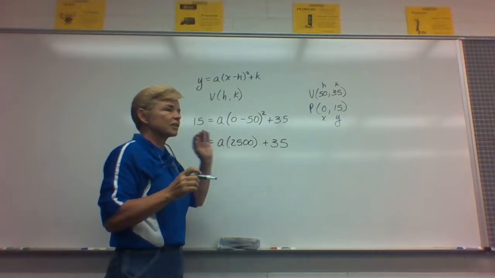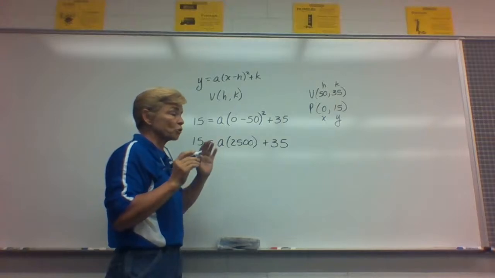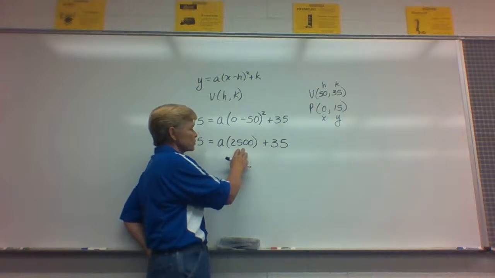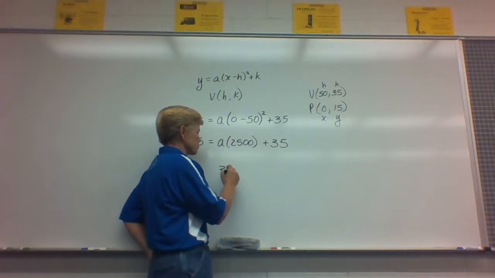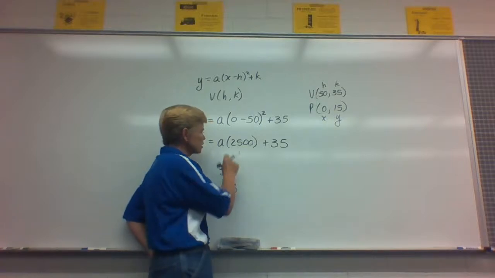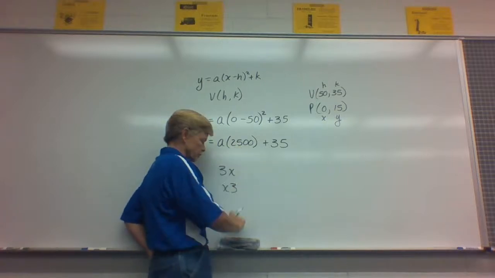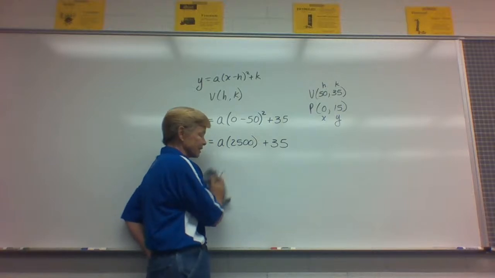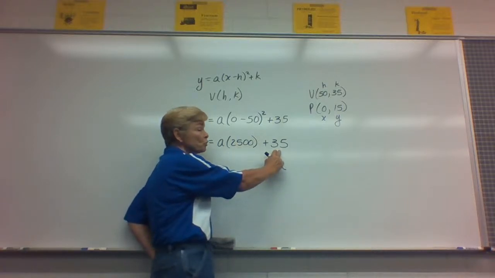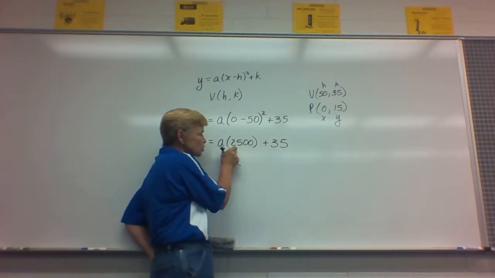Here's the error, the stumbling block that people make. Please don't stumble here. We are used to seeing numbers on the fronts of variables, like we're used to seeing 3x, not x3, right? And so this feels funny. This feels weird. And because it feels weird, people make mistakes. People will take 2,500 and add 35. That's not what you do, folks. Order of operations says you have to multiply these two guys first.